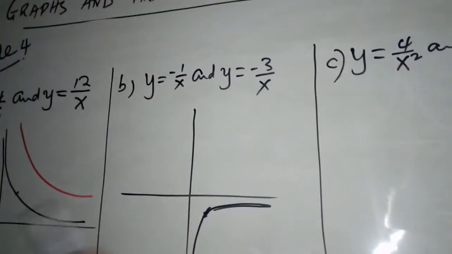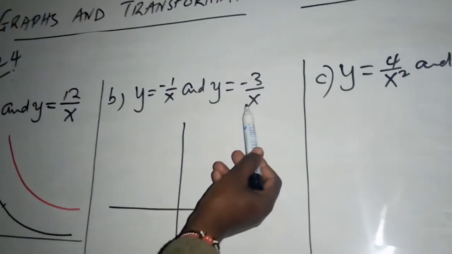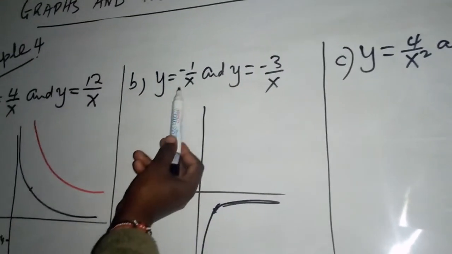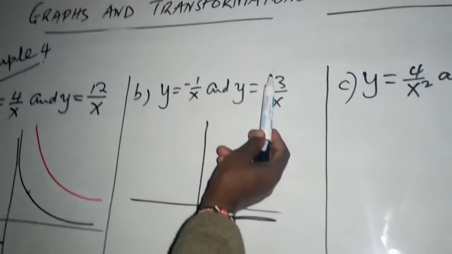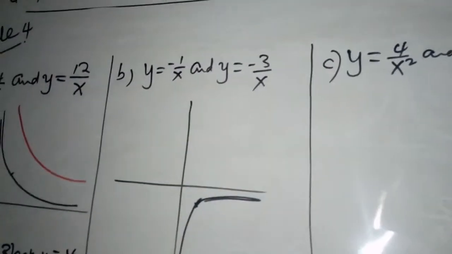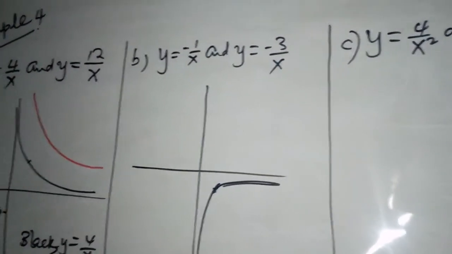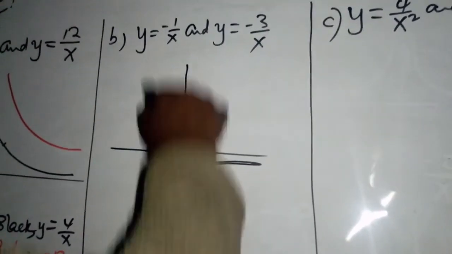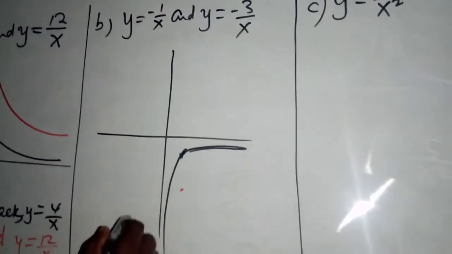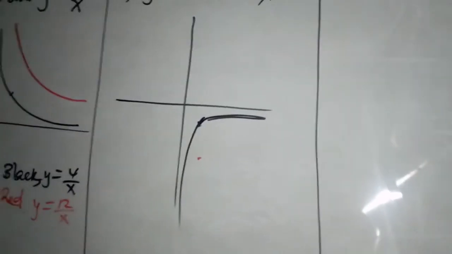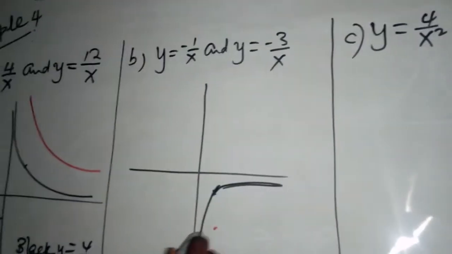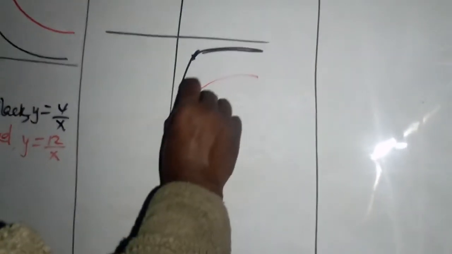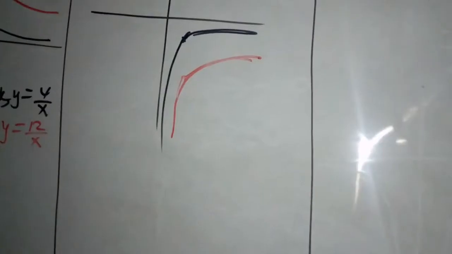Let's go to this one. When x is positive 1, like we have considered here, negative 3 divided by positive 1 is negative 3. So it's going to pass through the point (1, negative 3), which is just below. But the same rule of asymptote holds, so you'll have that graph there.